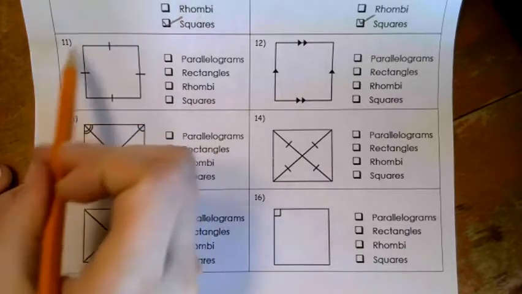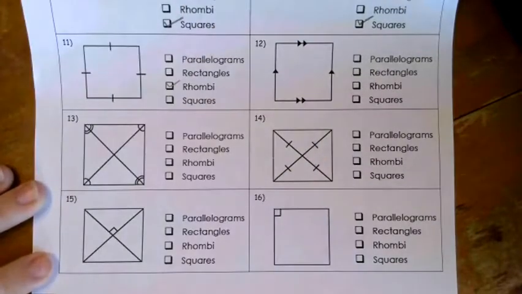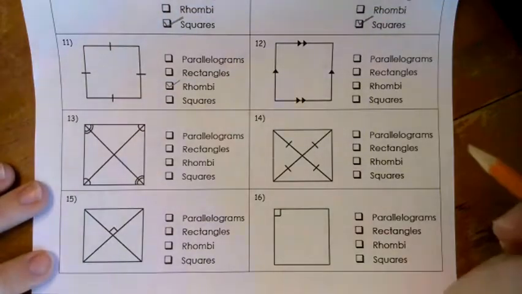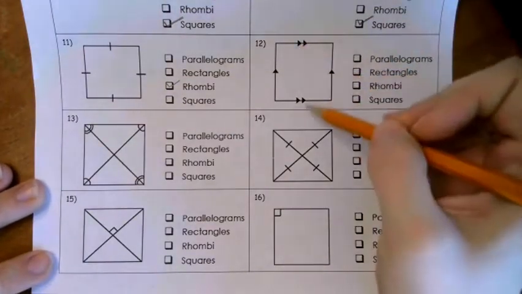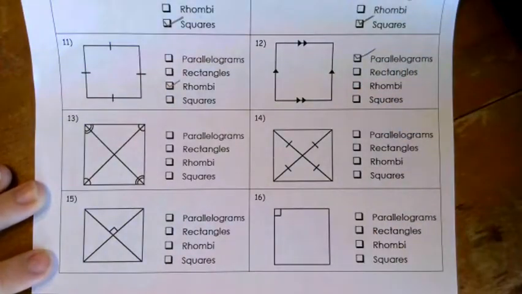Our first picture here shows that we have 4 congruent sides. That is a rhombi. You do not know the angles, therefore you cannot say it's a square, even if it looks like it's 90. For our next one here, we have parallel sides. Opposite sides are parallel. That's parallelograms. We cannot get any more specific than that.